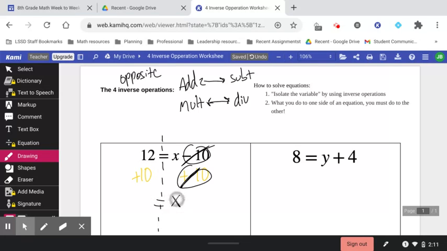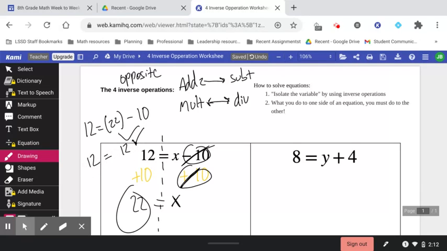That leaves me with x right here. I'm left with just x on the right side. On the left side, 12 plus 10 is 22. And there is my answer. Now, I can check my work real quick by taking my answer and plugging it back into my original equation, which I'm going to do right now. I'm going to say 12 equals x is 22 minus 10. 22 minus 10 is 12, and 12 is equal to 12. So there's a little check.